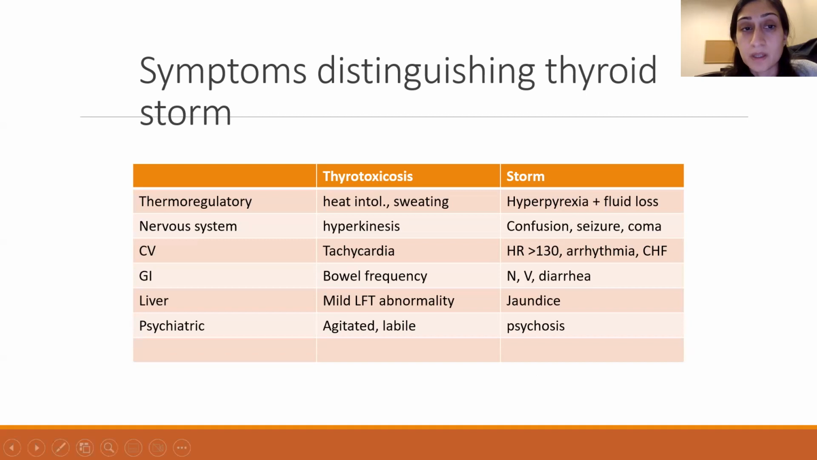Thyroid storm is really when you start to see end organ damage from the thyroid. Things that you might see in storm are confusion, severe tachycardia with heart rates in the 130s, arrhythmias or signs of heart failure, nausea, vomiting, diarrhea, they look jaundiced, they're having fevers. That's when you start thinking of thyroid storm and you want to send your patients into the emergency room to be treated.